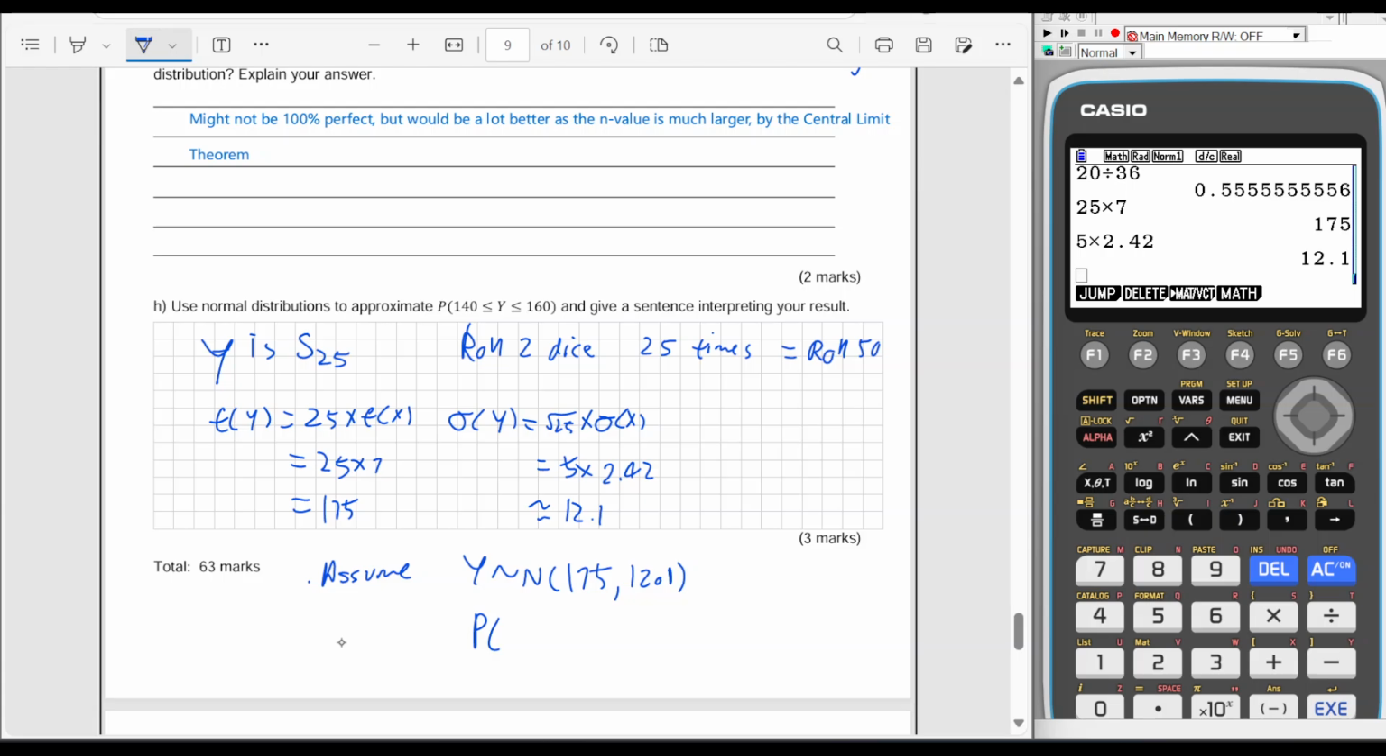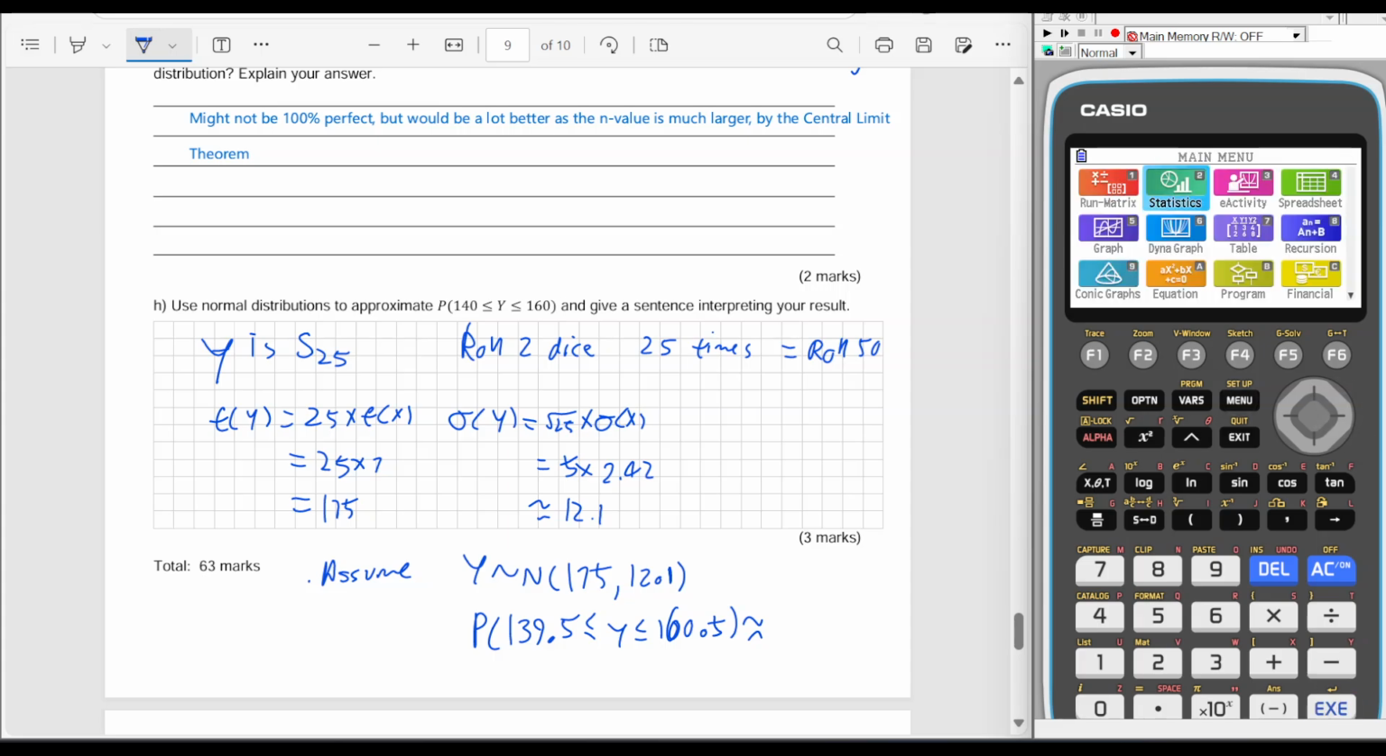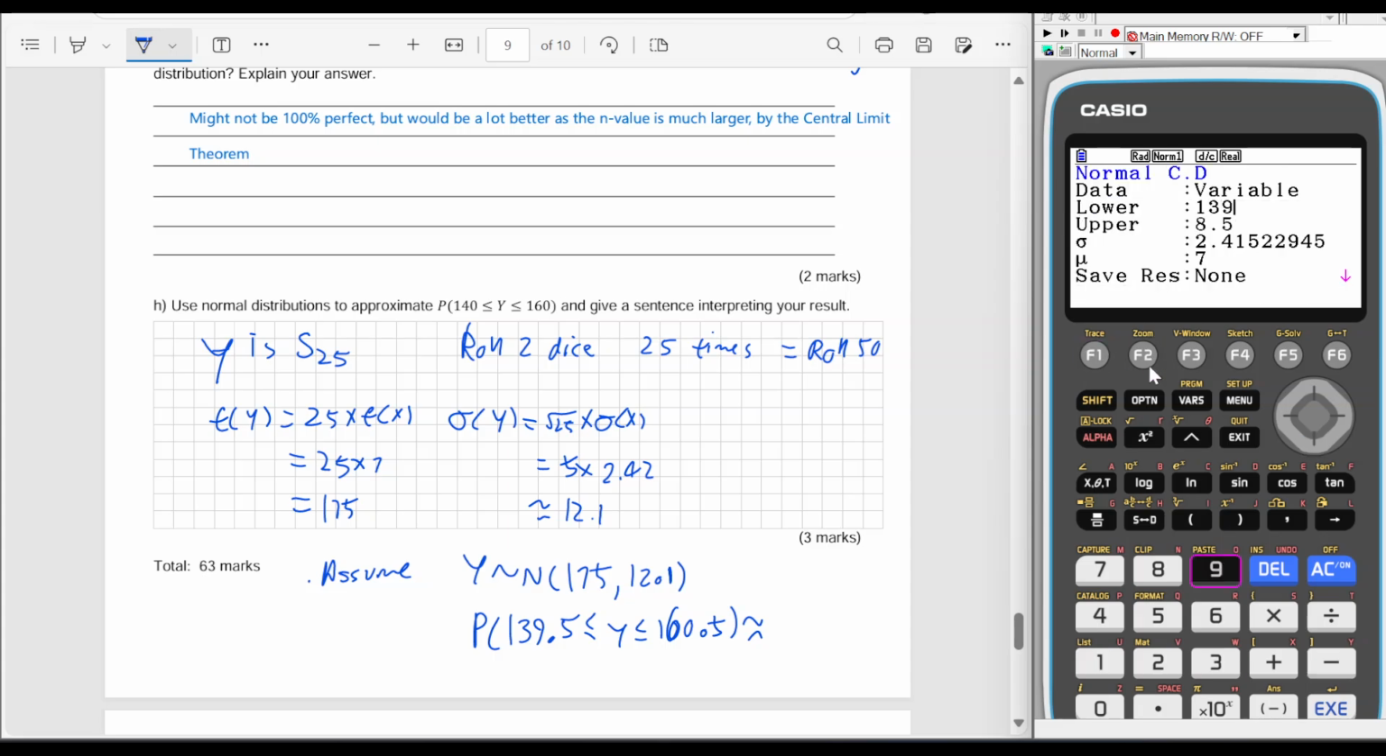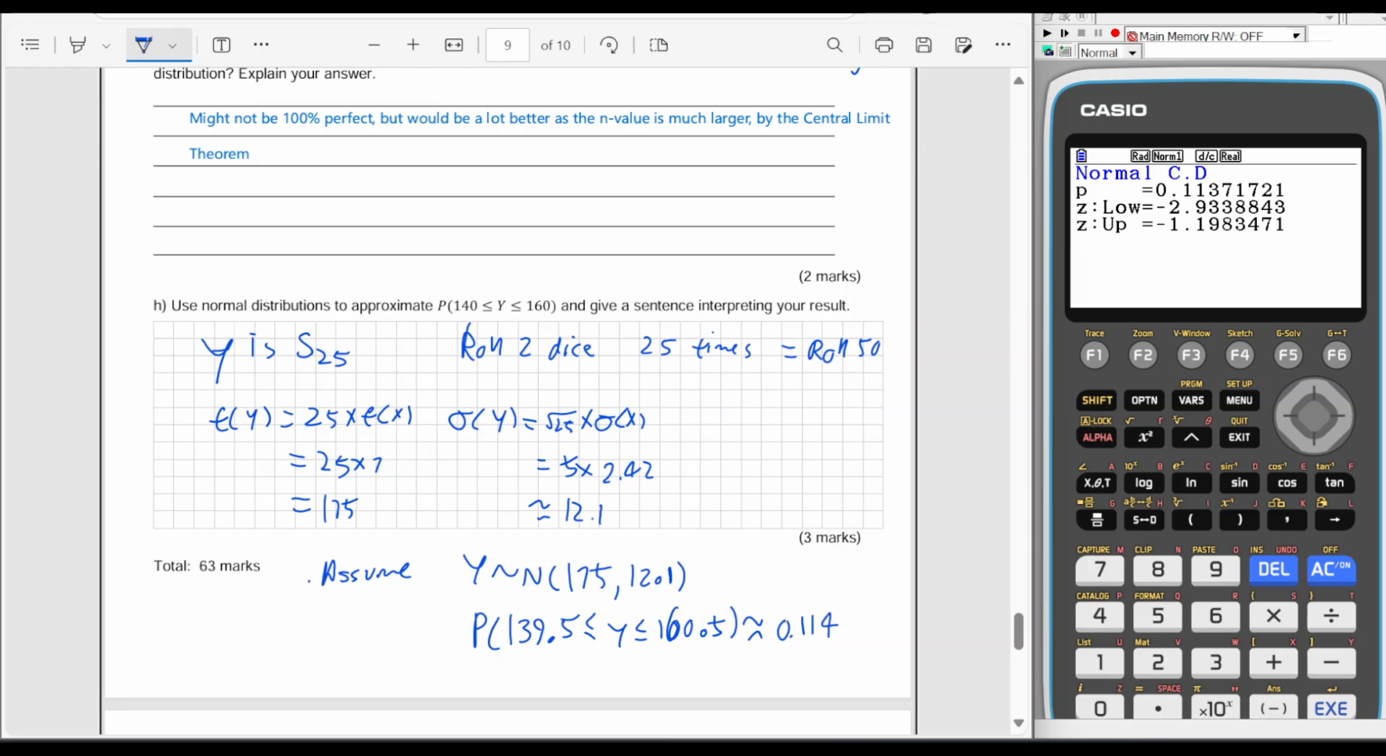The probability that 139.5 is less than y is less than 160.5. So you've got to add on those 0.5s either side. That is roughly equal to, and we can work that out just using normal distributions. So if we go dist norm NCD, 139.5, 160.5, 12.1 and 175, then we should get 0.113 or 0.114 once we round it up. Wonderful, good stuff.